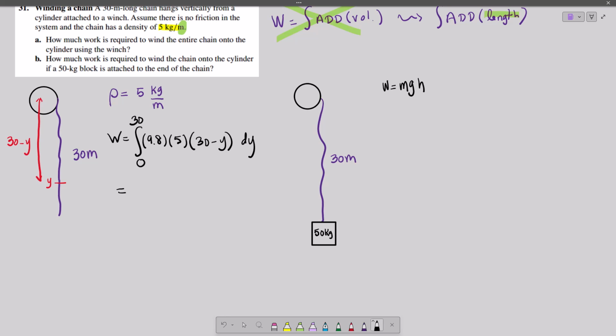We can pull this out, so what's that going to be? 9.8 times 5, just double check that for me. And then if we integrate this, we're going to get 30y minus y squared divided by 2 from 0 up to 30. It shouldn't be 4,900? No, it's just 9.8 times 5. Right. So it's going to be like less than 50.